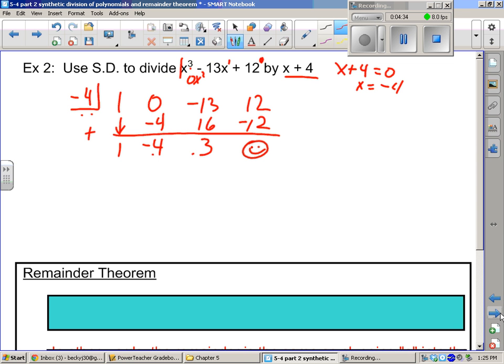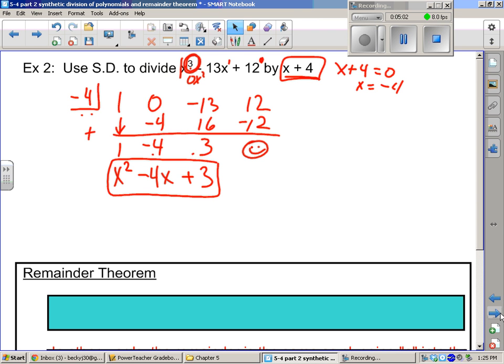Now, because I started with x cubed, this is going to be 1 less. So this is 1x squared and minus 4x to the first power, but we don't write that, and then plus 3, and then we have no remainder. Remember, if we have no remainder, that means that x plus 4 is a factor of that, and you may be asked that. It fits in perfectly.